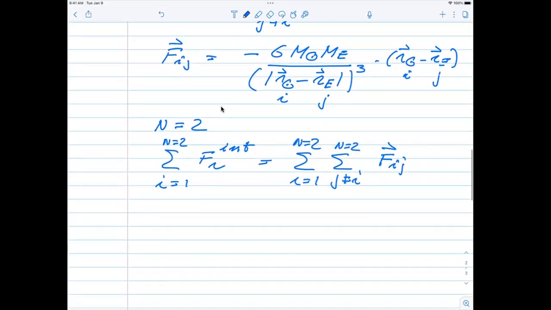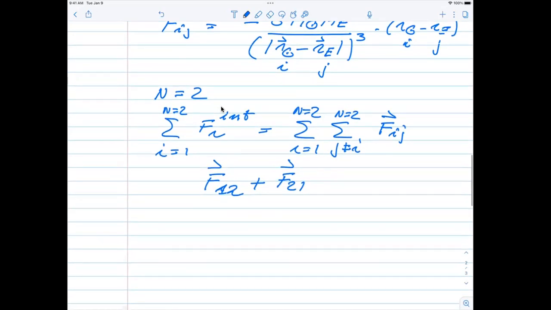And if I write this out for the case when n is equal to 2, what I get is F1 of 2, and then I get F2 of 1. Does everybody agree with that? Does that sound reasonable? Any questions so far? So I'm just rewriting this specific term here.